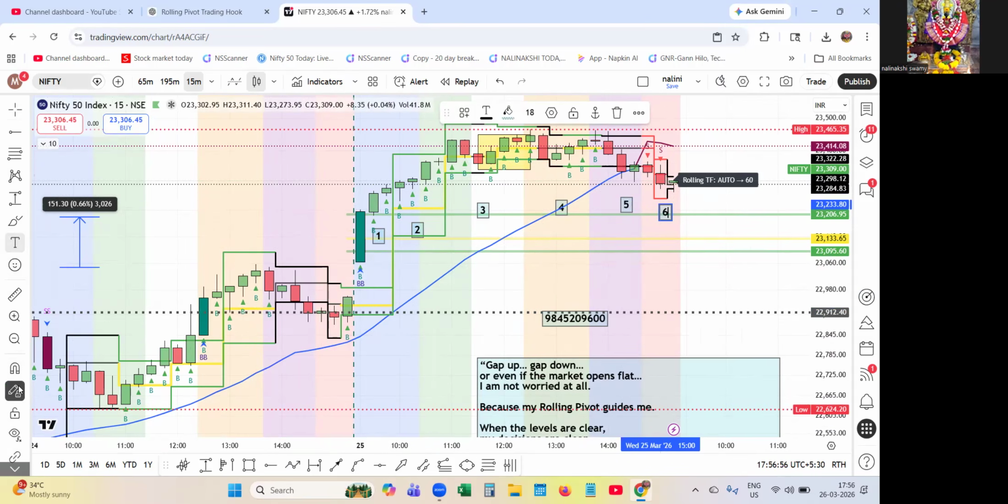So traders, notice how many boxes I got? 1, 2, 3, because it is overlapping, 4, 5, and 6.